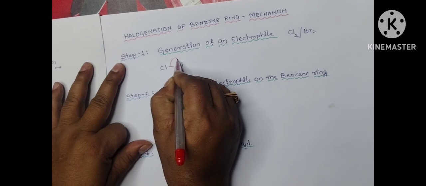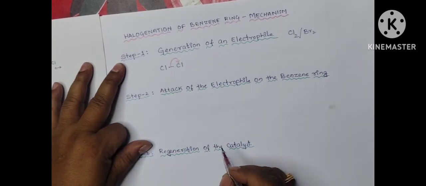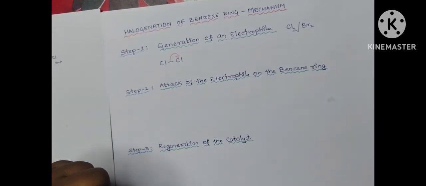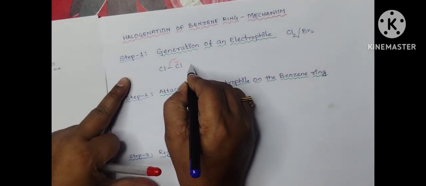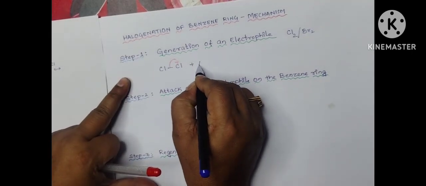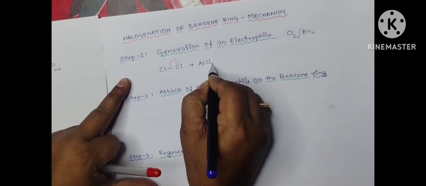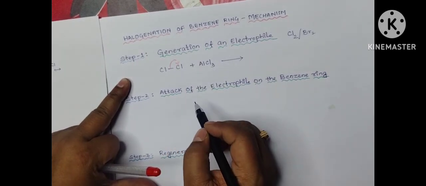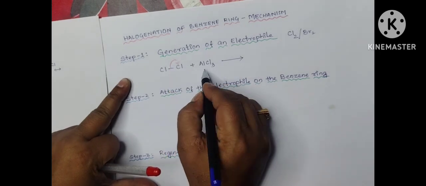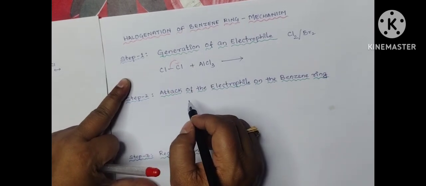electrons will be accepted by one of the chlorine atoms. So what you are going to get, my dear? When we react with aluminum chloride, that is anhydrous aluminum chloride, this Lewis acid will accept the pair of electrons, as I told you.